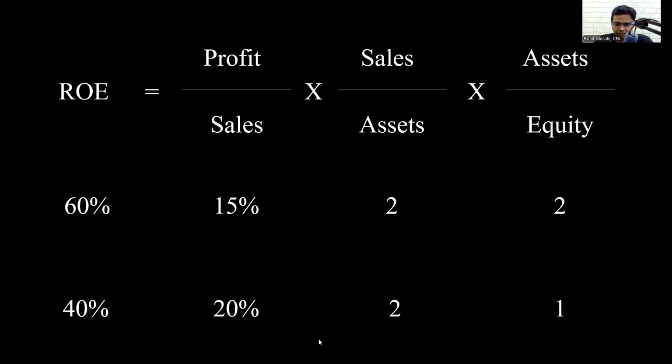Okay. Now have a look at this. One company has ROE of 40%. Another company has ROE of 60%. That doesn't mean that this company is better than the 40% company.